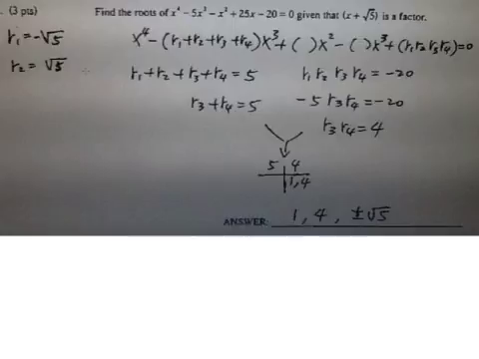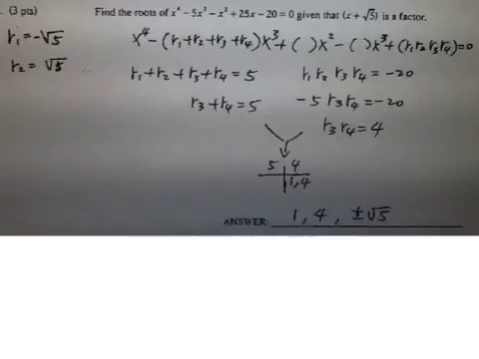So two numbers multiplied together to get 4 and added together to give me a 5. The only possible answer is going to be a 1 and a 4, because multiplied they're going to give me 4, added together is going to give me 5. So my roots are going to be a 1, a 4, and then a positive square root of 5, and then a negative square root of 5.